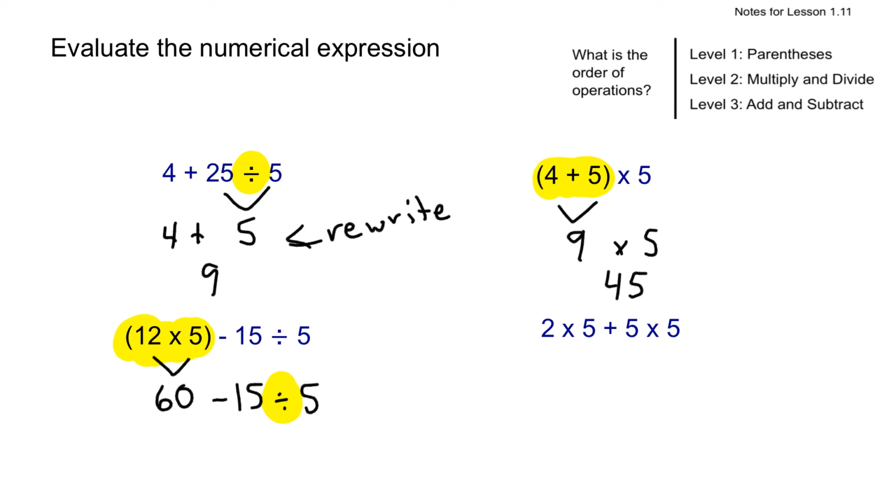So highlight your divide, and then do that part next. 15 divided by 5 is 3, and then rewriting the expression, and of course, I am out of room, so I'm going to write that off to the side here. 60 minus 3 is 57.